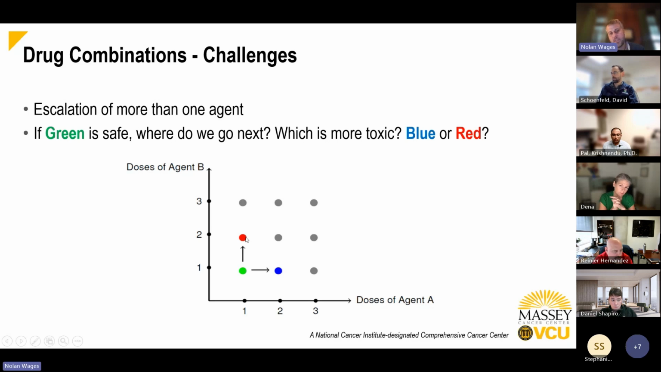The challenge here is that we don't actually know. We have some uncertainty whether or not blue or red is more toxic. So a movement from blue to red requires an escalation of one agent and a de-escalation of the other agent along this diagonal here. So that creates some uncertainty as to which is more toxic. So we want to account for that uncertainty in the design and not assume that we know the ordering of the dose levels here for every dot on the screen.